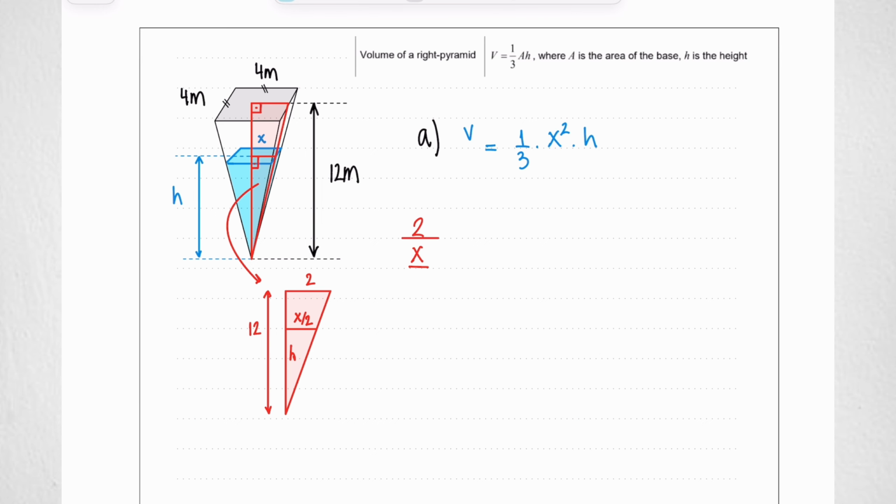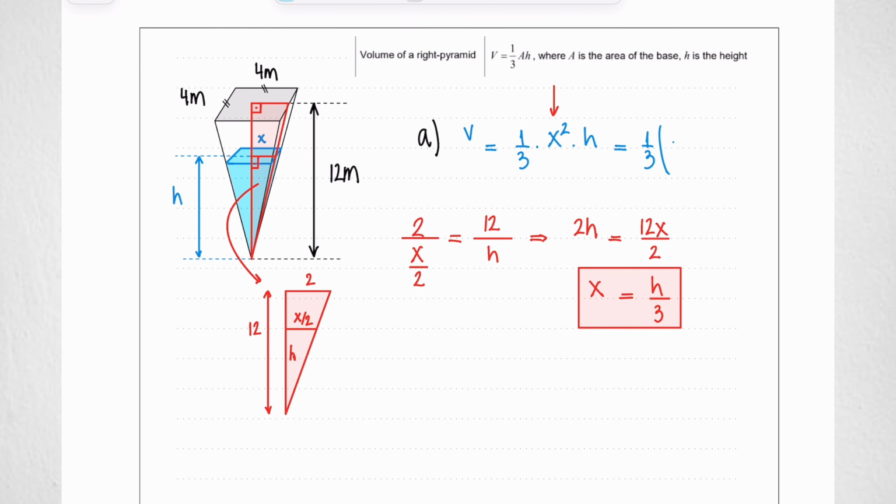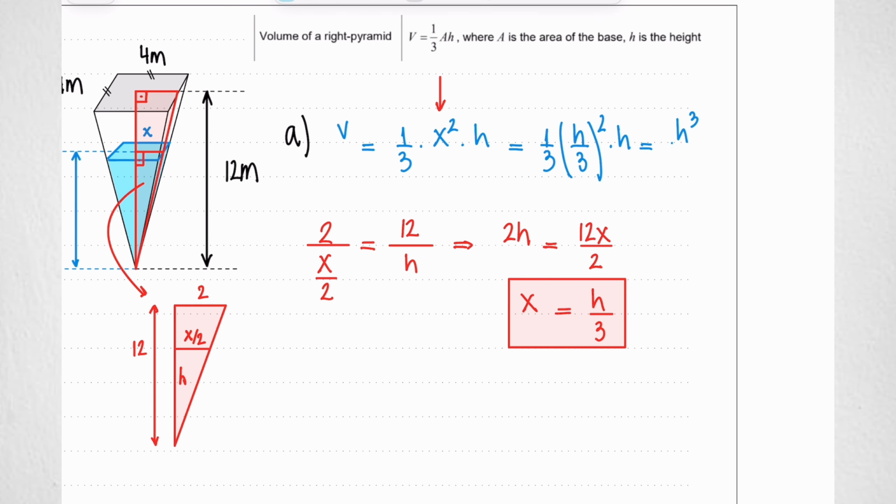So 2 over x over 2 is equal to 12 over h. If you cross multiply, you get 2h equals 12x over 2, which means that x is h over 3. And if you replace your x value here, what you get is 1 over 3 times h over 3 squared times h, which is h cubed over 27.